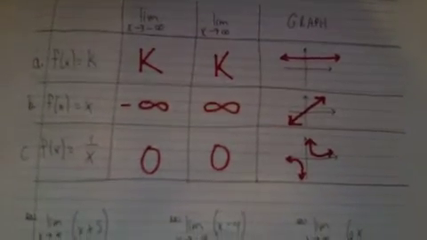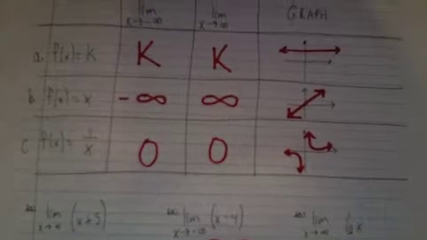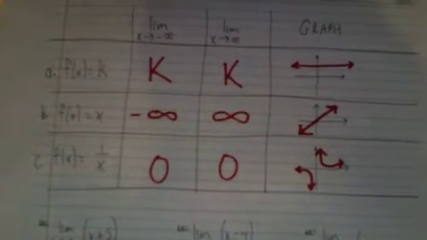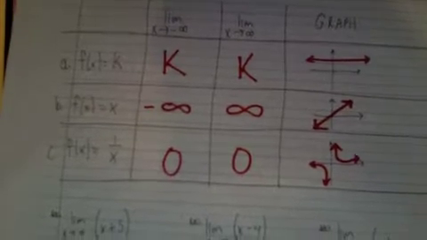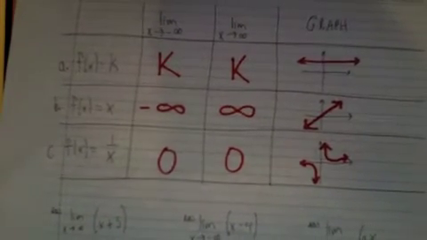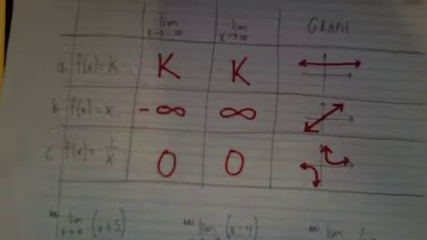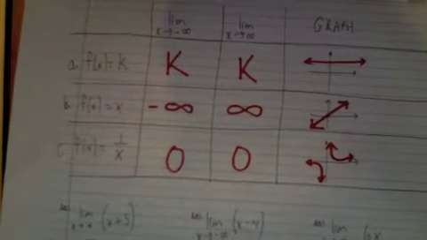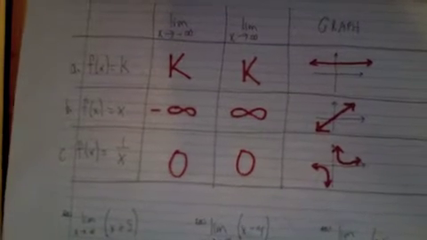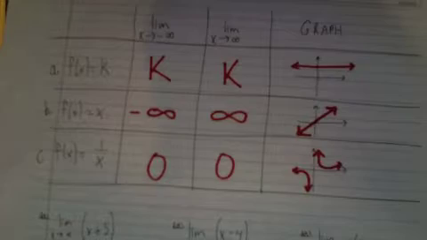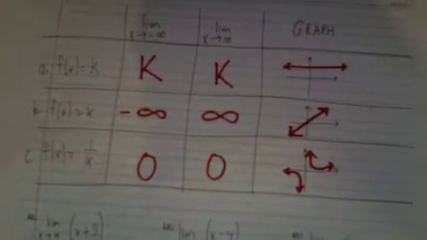Welcome to 2.3 Computing Limits. What you're looking at right here is a chart of end behaviors, and the first thing is we have f of x equals k. The limit as x approaches negative infinity would just equal k, and then the same thing for when it approaches infinity. And then the graph is just a horizontal line because it's always just a number.